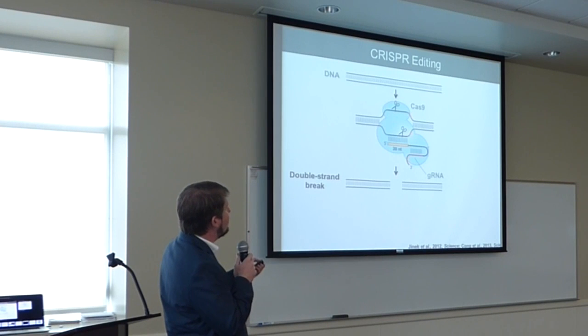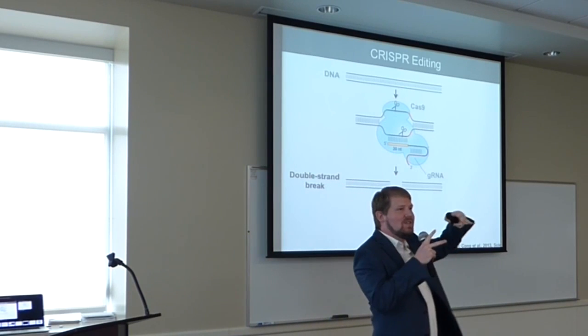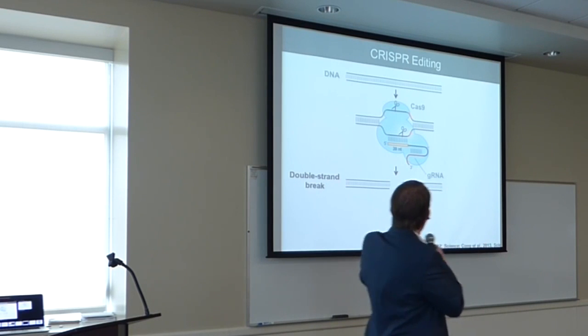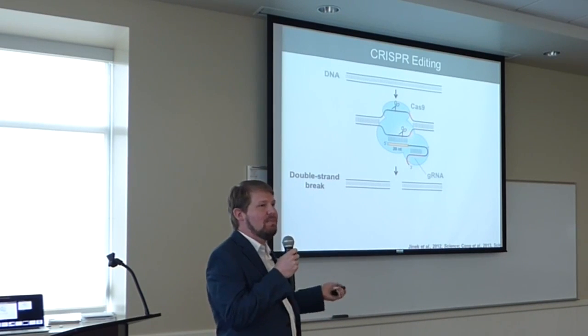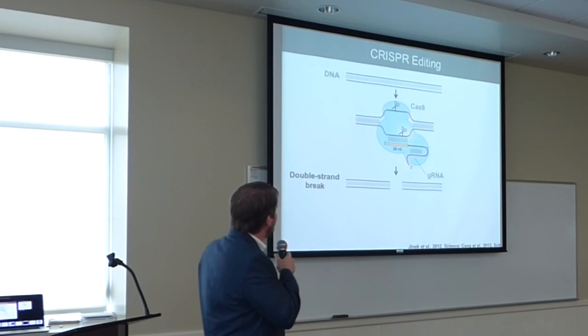So again, we have a stretch of DNA here. We have our molecule Cas9 and a guide RNA. So the guide RNA is complementary to the DNA. And Cas9 has two active sites that act like scissors. So these scissors will cut either strand of the DNA, and that will create what we call a double-strand break, which is basically when both of the backbones of both strands of the DNA have been cut.